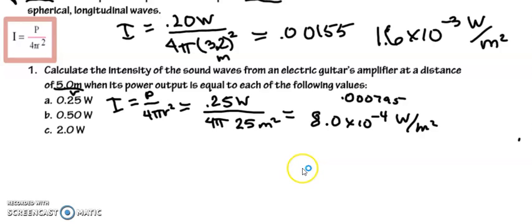Okay. Let's go ahead and try this next one. Now it makes sense to me, since nothing is squared with the power here, that this is just going to be doubled. But let's go ahead and check it out and see if our math proves that too. So again, we're going to solve for intensity. We've got the power over 4 pi r squared.